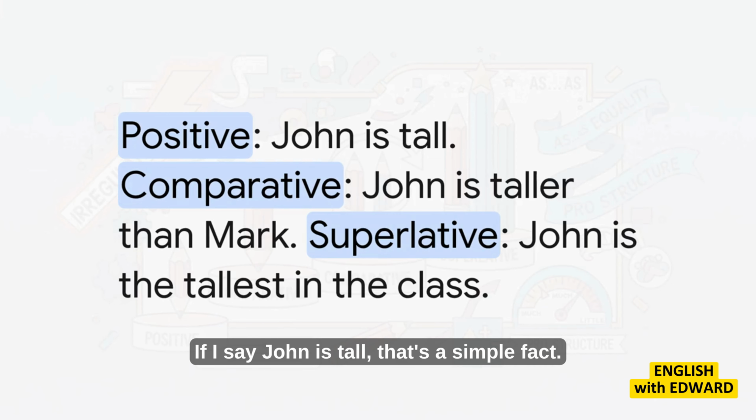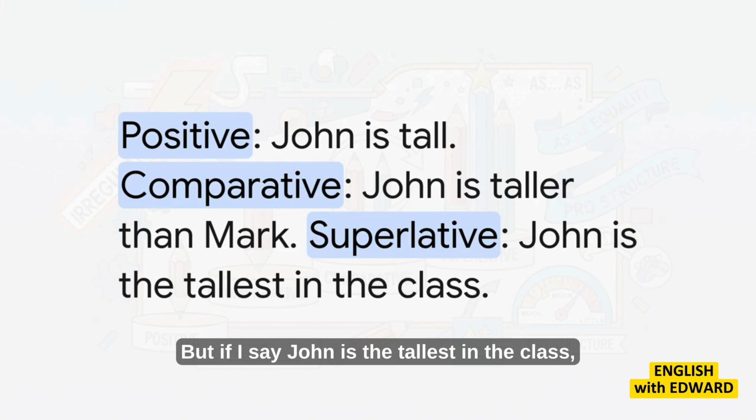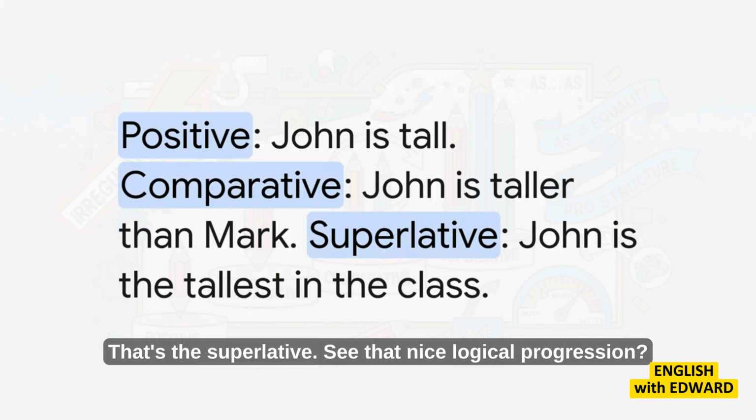Let's see how this works in a real sentence. If I say John is tall, that's a simple fact. It's the positive degree. Now, if I say John is taller than Mark, I'm comparing just 2 people. That's our comparative. But if I say John is the tallest in the class, now I'm comparing him to everybody else and he's number 1. That's the superlative. See that nice logical progression?